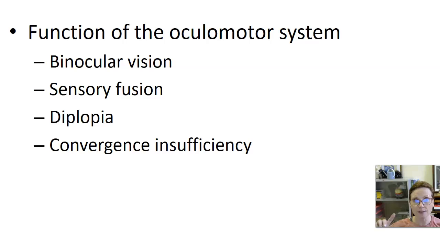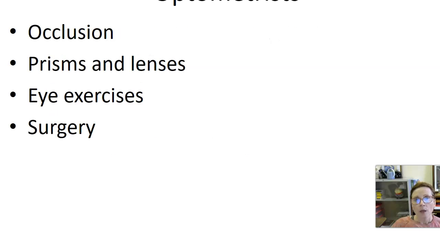So how does that impact function? And then what can we do as the therapist to help, if not fix it, correct it, or make recommendations to somebody who can, such as a neuro or behavioral optometrist or ophthalmologist. So that could be occlusion, and we'll talk about that in lab.